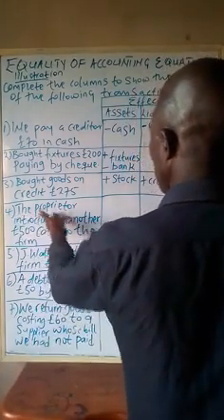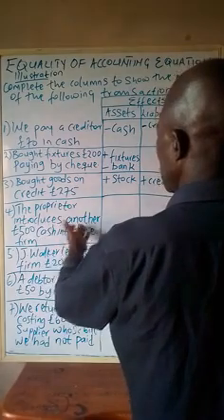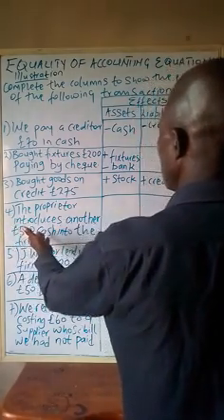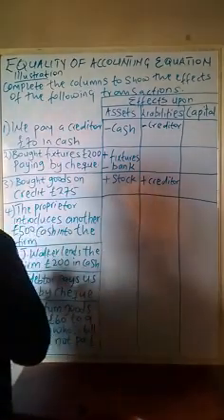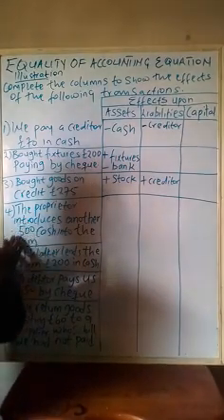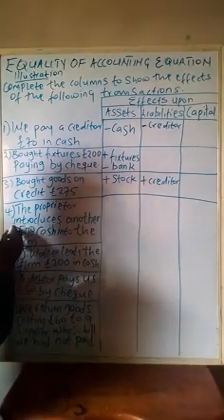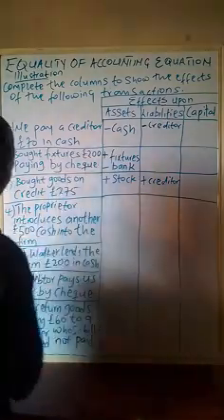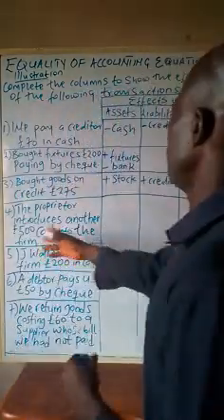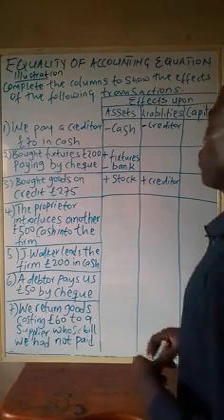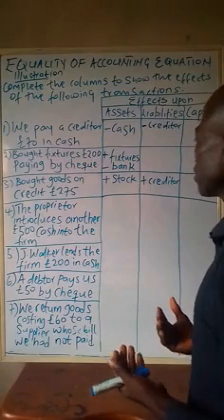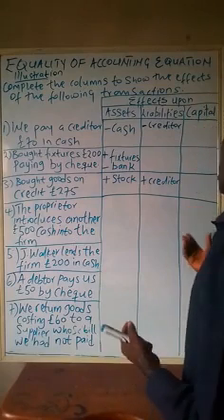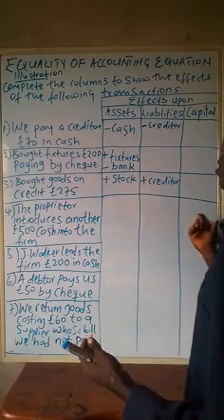Then you have the proprietor introduces another £500 cash into the firm. Whenever the proprietor brings money into the business, that means he's introducing what? Capital. Assuming he did not have capital before, that means capital has increased, that is plus capital.